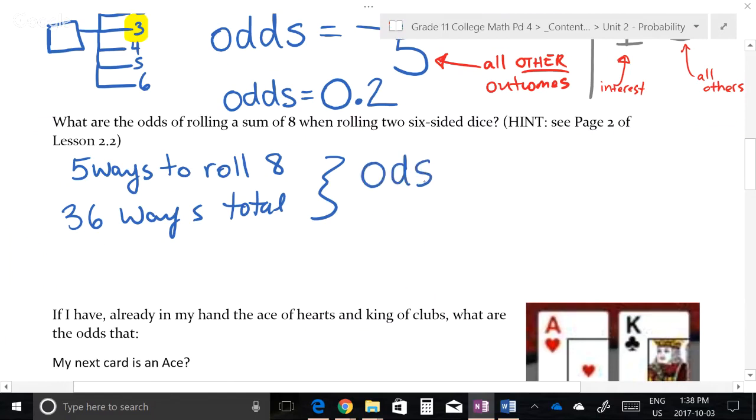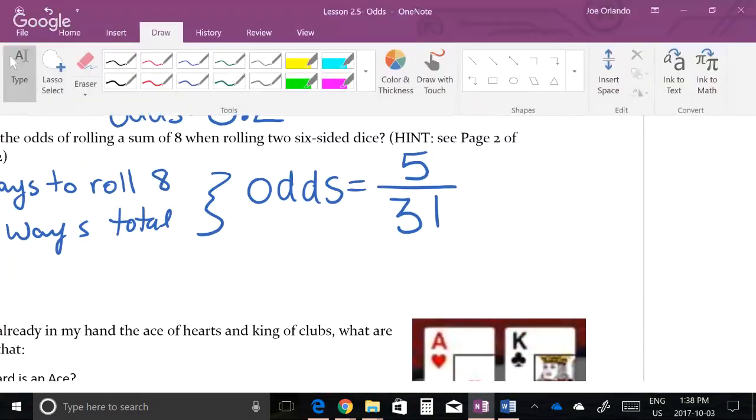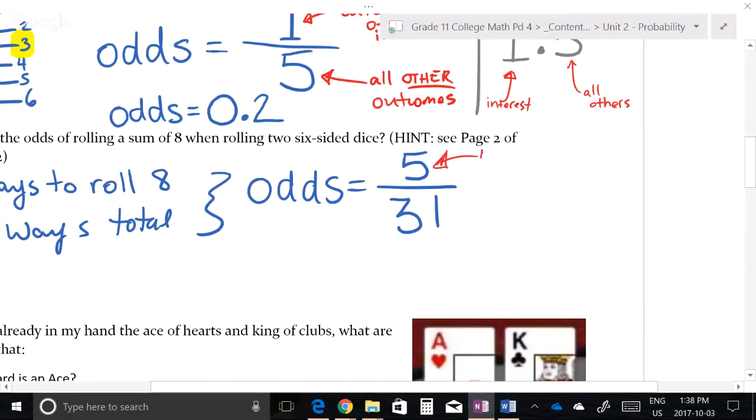So the odds, whoops. The odds in this case would be what? How many ways can we get what we want? Very good. So it's 5 ways to get what we want for every 31 ways to get what we don't want. So 5 ways to roll an 8 for every 31 ways to roll something else. Oh, I need to put that number. Ways to roll.